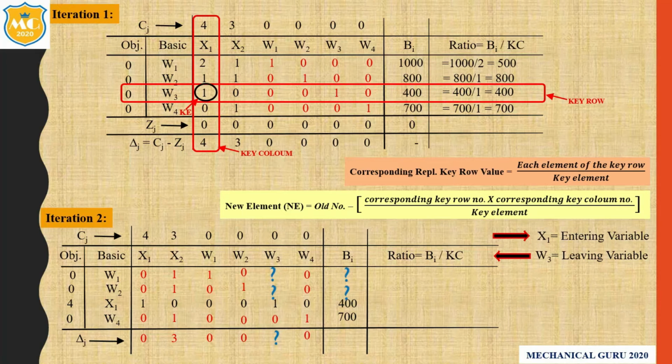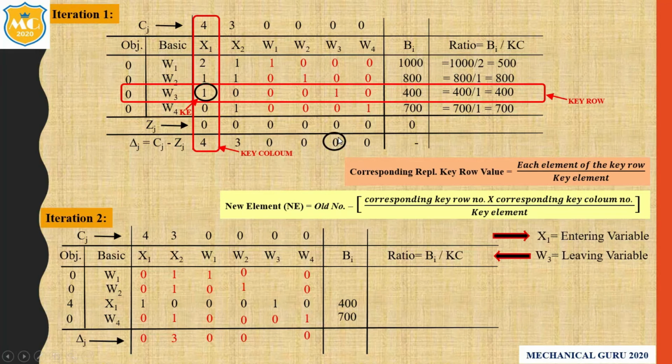Okay, so for the remaining values we have to choose this equation: new element is equal to old number minus, in bracket, corresponding key row number into corresponding key column number, divided by the key element. Okay, let's see. First we have to find out this delta j value. Here, in the delta j value in w3, this is our new element. Okay, so this is our old number.